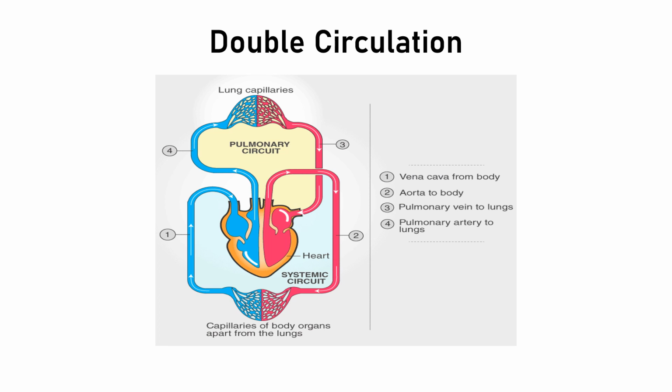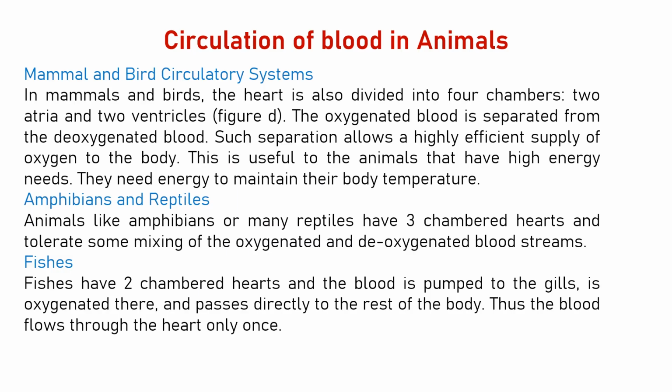And what about the rest, when the aorta is taking blood to the rest of the body, right? So this is known as the systemic circuit. Okay, the systemic circuit takes blood to the different parts of the body, and then it collects deoxygenated blood from the different parts of the body and supplies it to the heart. So that is why we can say that we have a double circulatory system.